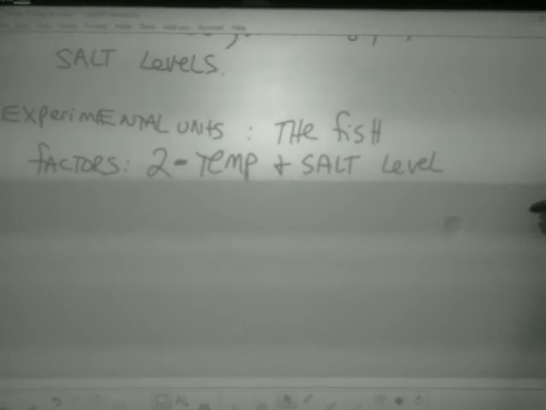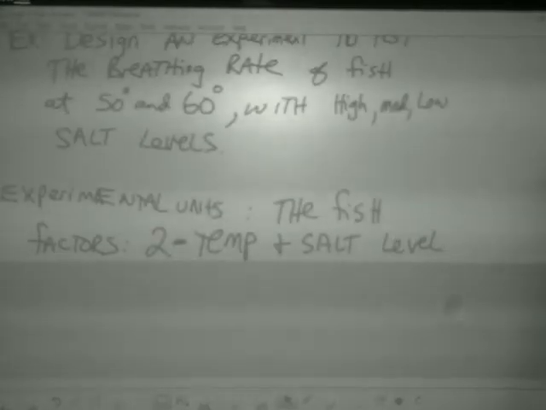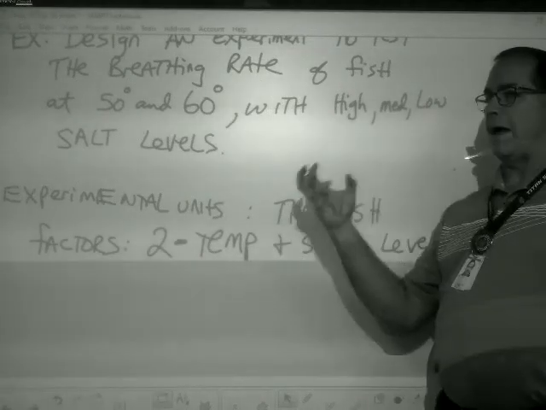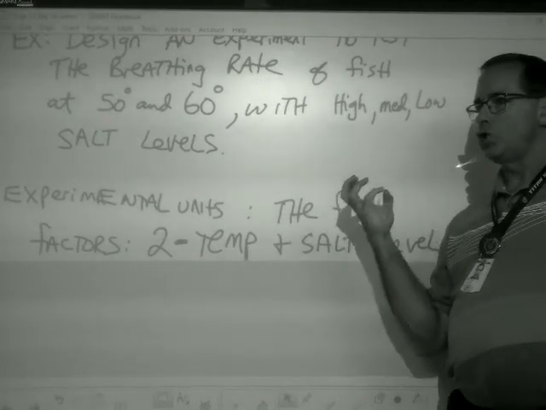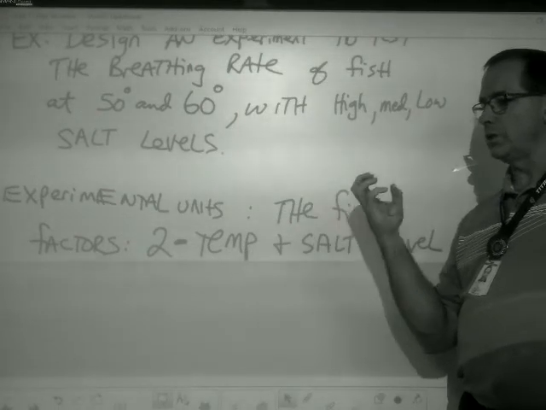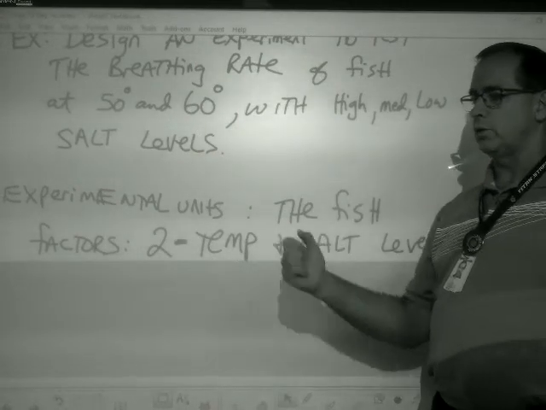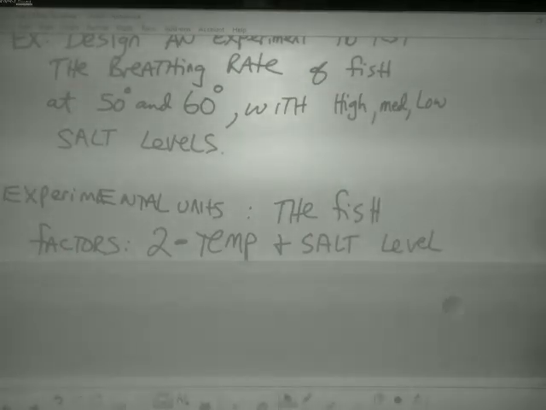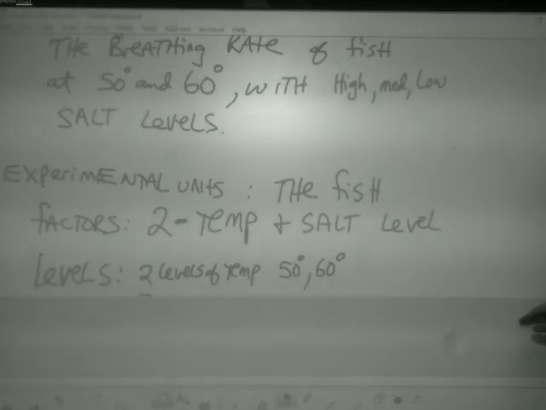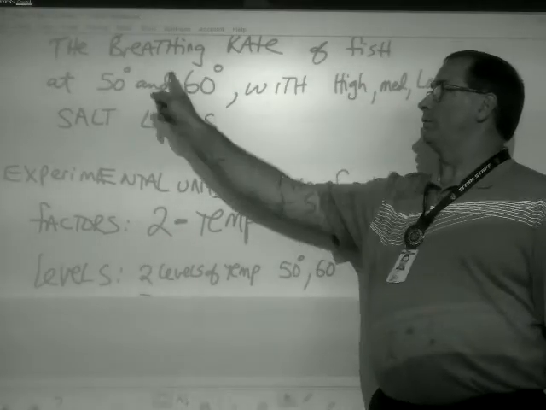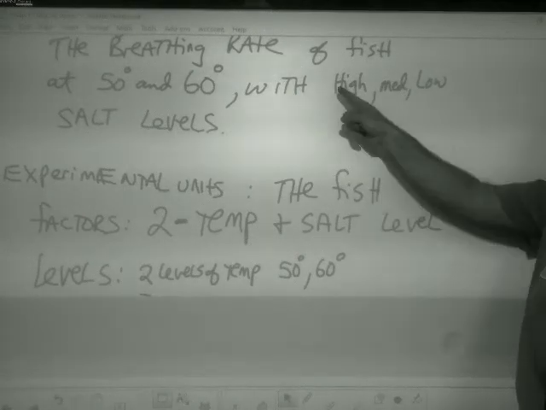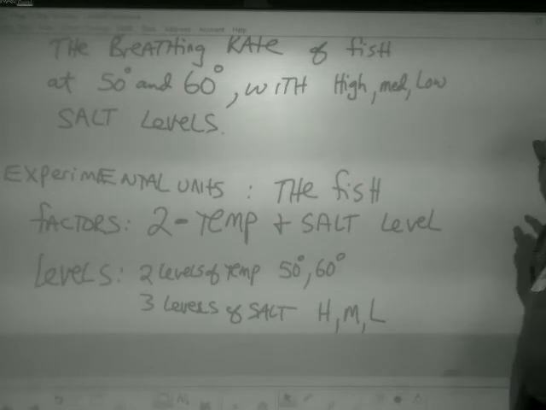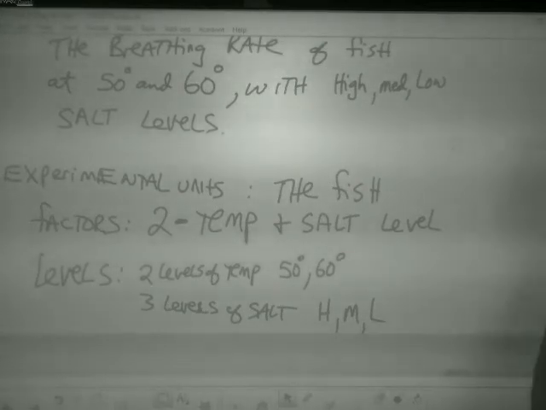Factors. There are two factors, temperature and salt level. Factors are general. They are the general items that you're manipulating your subjects with. Temp and salt level. Now, levels. There are 2 levels of temperature, 50 and 60, and there are 3 levels of salt, high, medium, and low. So the levels are the specific values of each factor.